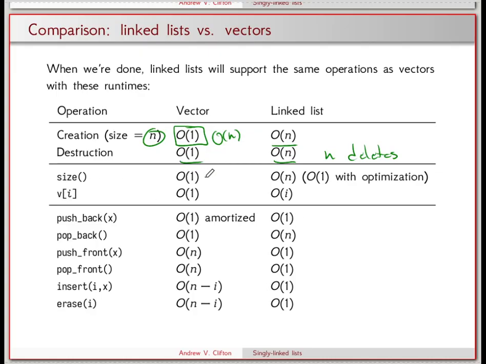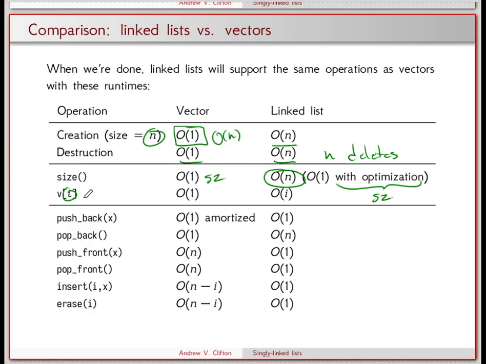Getting the size of a vector, that's easy. We just return the value of sz. Getting the size of a linked list, if you do it the naive way, you have to loop through and count all the nodes, which would take you O of n. Of course, with the list, you could just add an sz variable to track the size, and then that would make that O of 1 as well. We'll see that later on.